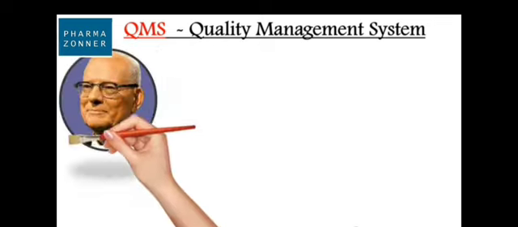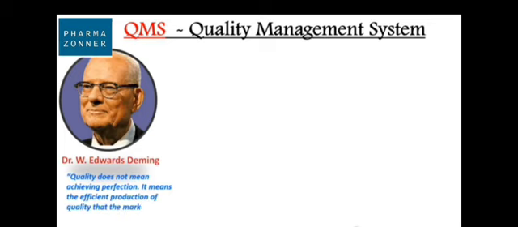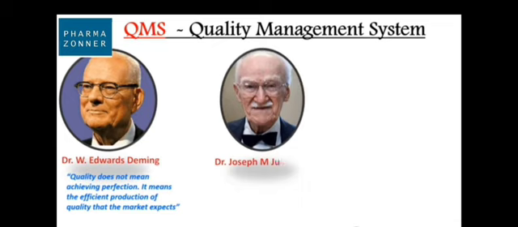Dr. Edward Deming is probably one of the most widely recognized quality gurus. He defined quality in terms like: quality does not mean achieving perfection. It means efficient production of the quality that the market expects. Let us look at another definition from a different quality guru. His name was Joseph M. Juran. He was also one of the most influential quality gurus. He defined quality as fitness for use.